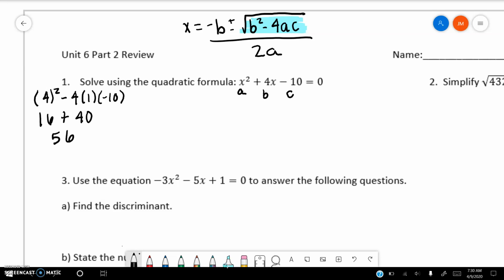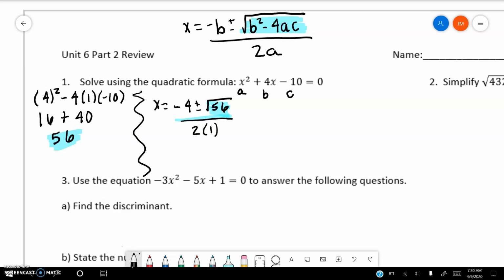So now plugging into the quadratic formula, we are going to have x equals the opposite of b. Here b is positive 4, so we are going to have a negative 4 plus and minus the square root of 56, because that's what our discriminant is right here. And it is going to be all over 2 times 1, because a is 1 in this case.